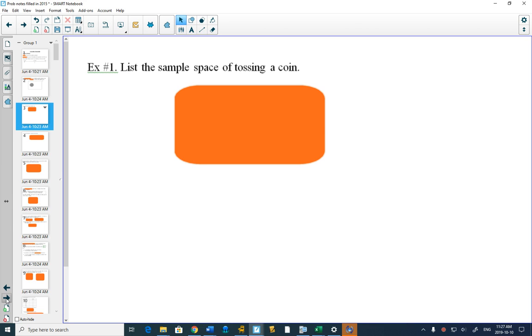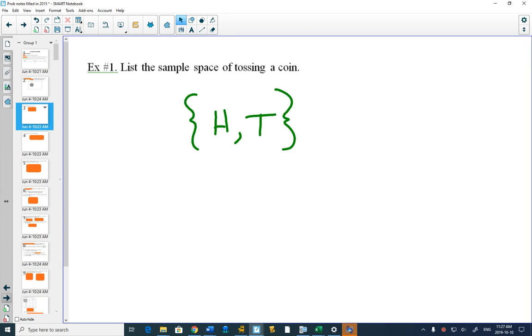Listing sample space, listing all the possible outcomes. Okay? Now, we're not going to get crazy here. Every year, toss in a coin. We're going to just say heads and tails. But eventually, it could land on its side. You could throw it up in the air. A bird could take it. But generally speaking, we're going to say toss in a coin, heads and tails.